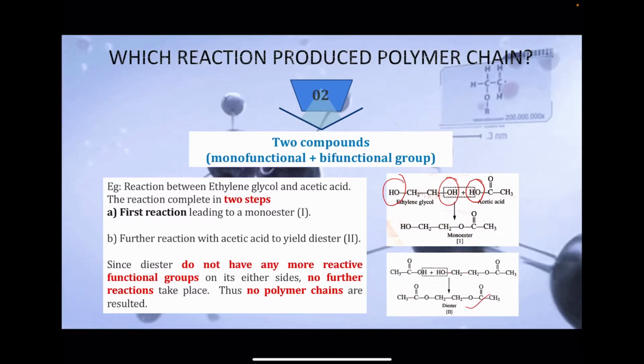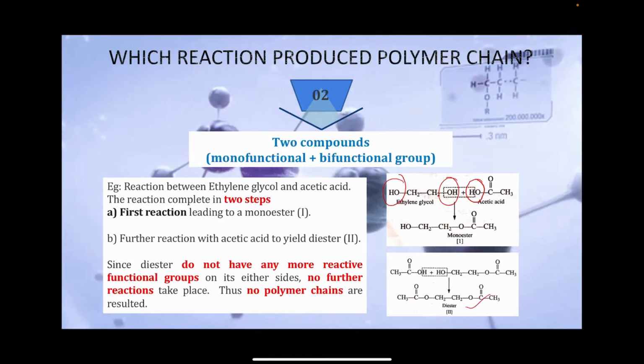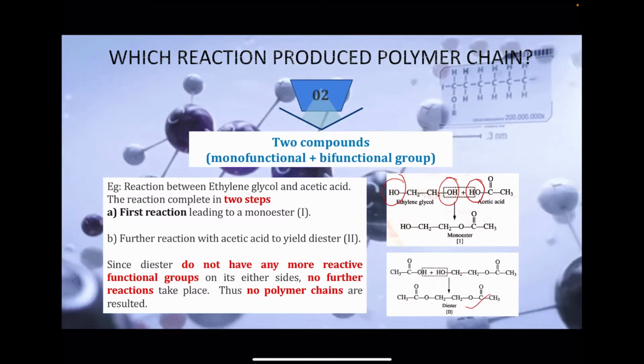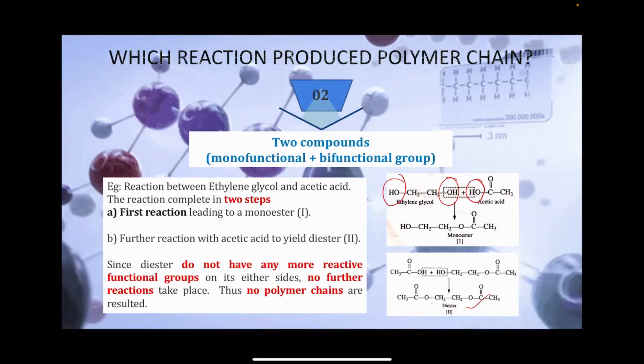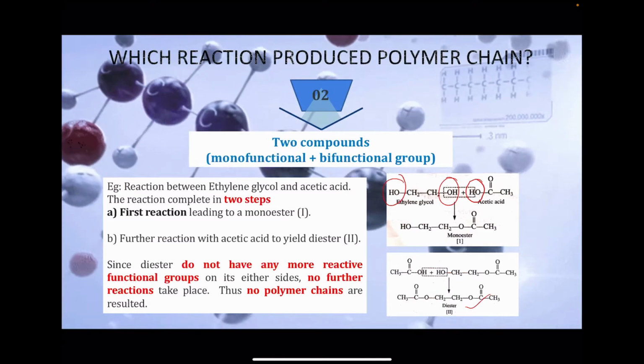Since the diester does not have any more reactive functional groups on its other sides, no further reactions take place. Thus, no polymer chains result.